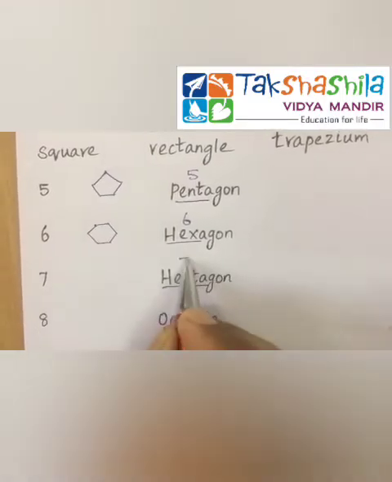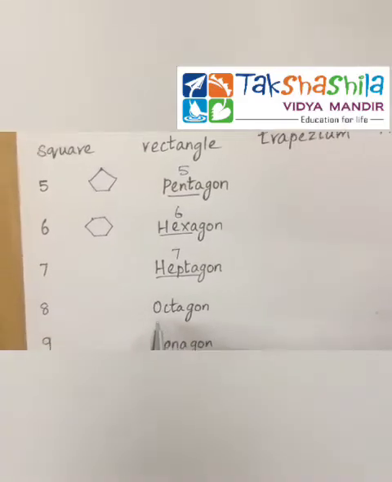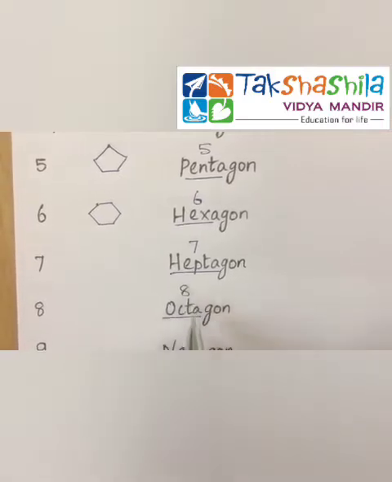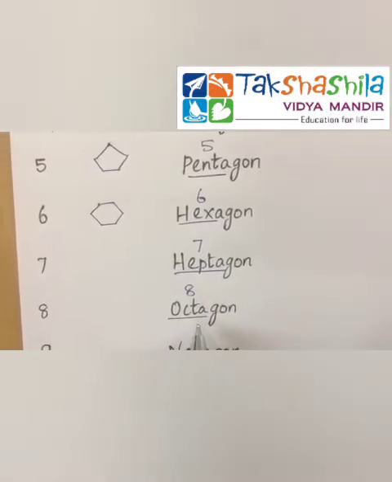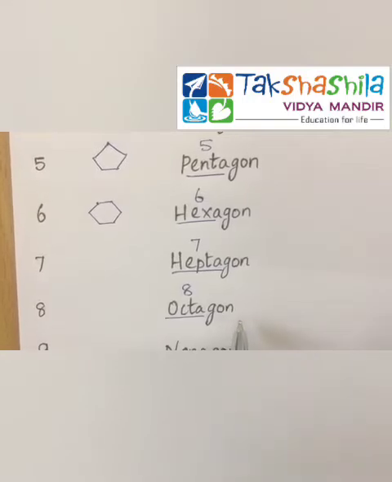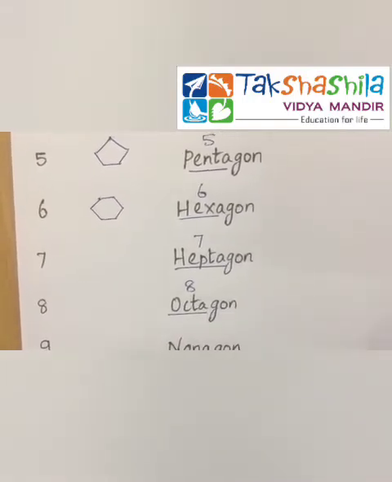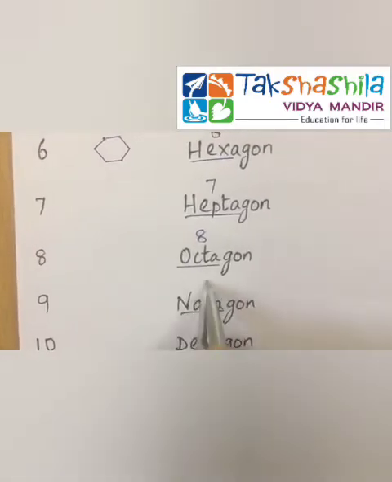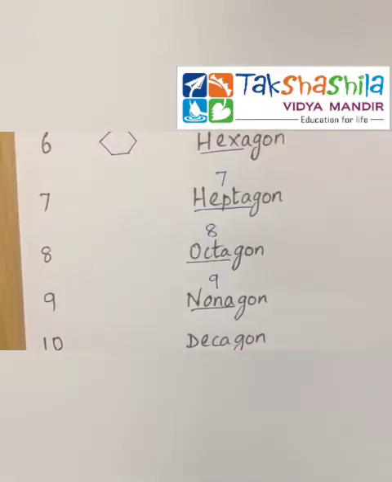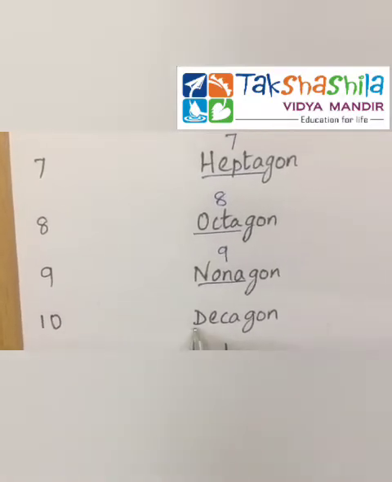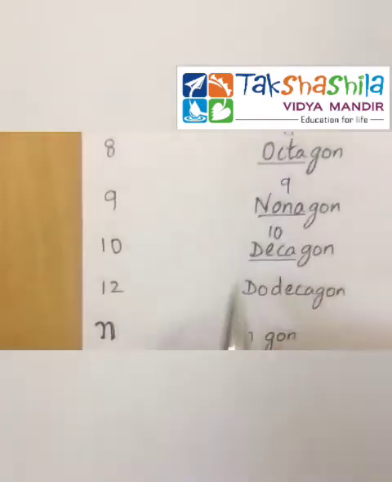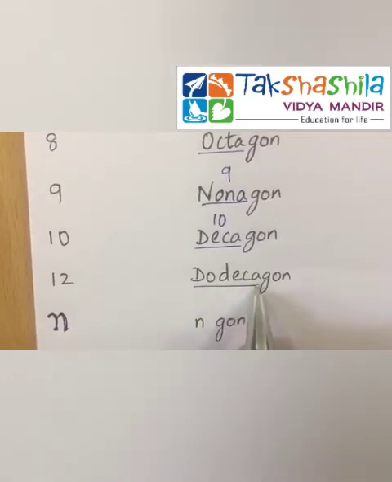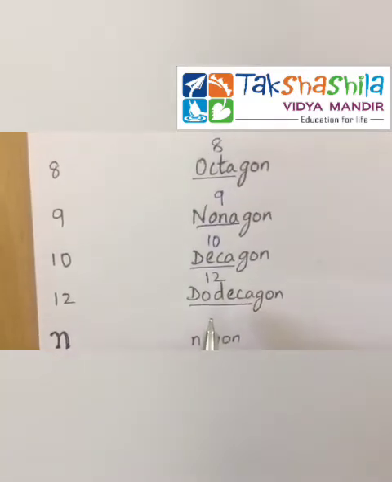Heptagon. Hepta is 7. What is the name of the shape formed by 8 straight lines? Octagon. Octa is 8. Octopus is named because it has 8 legs. What is the shape formed by 9 straight lines called? Nonagon. Nona is 9. What is the shape made by 10 straight lines called? Decagon. Deca is 10. What is the shape made by 12 straight lines called? Dodecagon. Dodeca is 12.